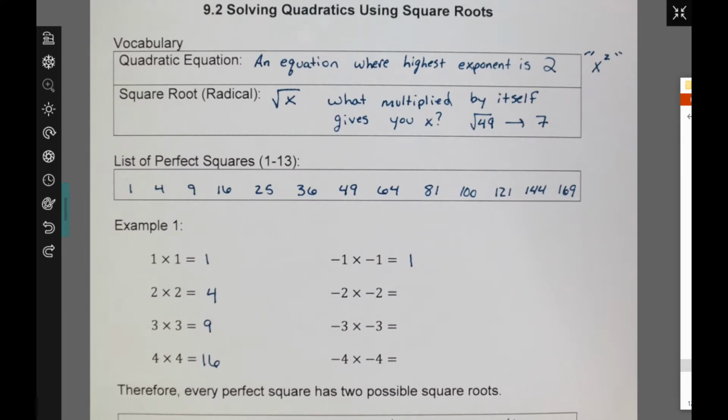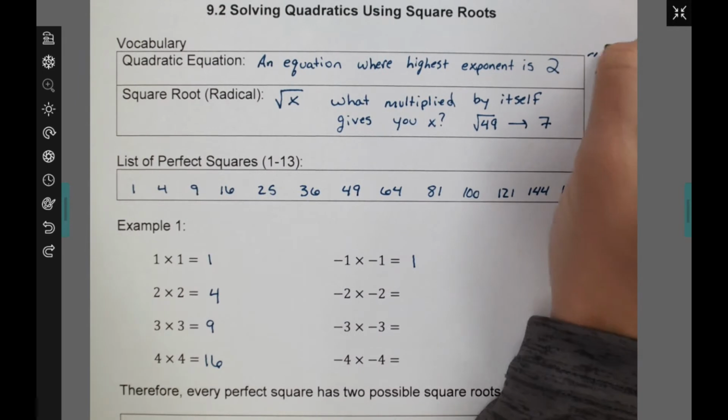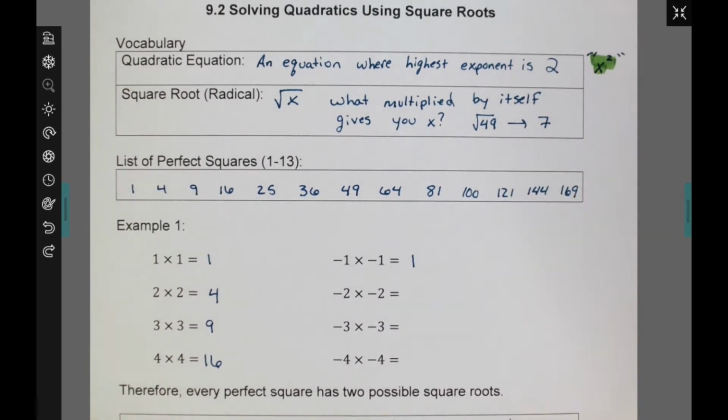Well, a quadratic equation is going to be any equation you're dealing with where the highest exponent in the equation is x squared. What I mean by that is when you look at an equation, if the highest term we have, or the highest exponent, is an x squared, then we can go ahead and say, hey, we're solving a quadratic. In order to solve quadratics, one way to do it is to take a square root.